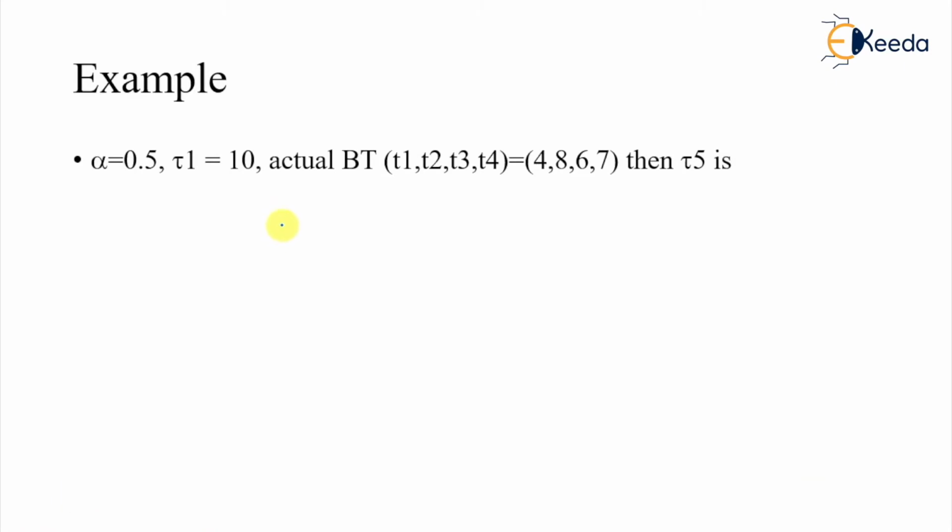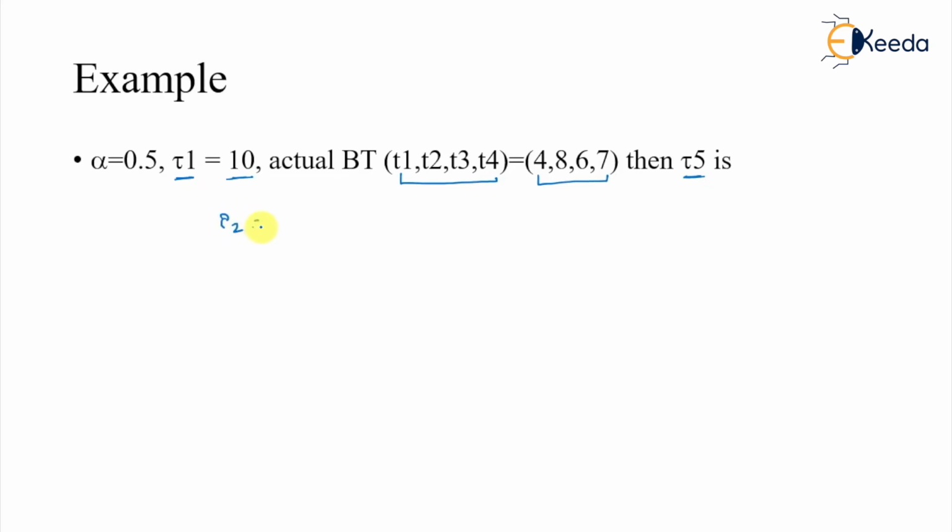Let's apply this over here. So here we have a burst t1, t2, t3, t4 as 4, 8, 6, 7. We need to predict tau 5, with tau 1 equal to 10. Okay, we don't have tau 0, tau 1 is equal to 10. So we'll start predicting, in this case, with tau 2.